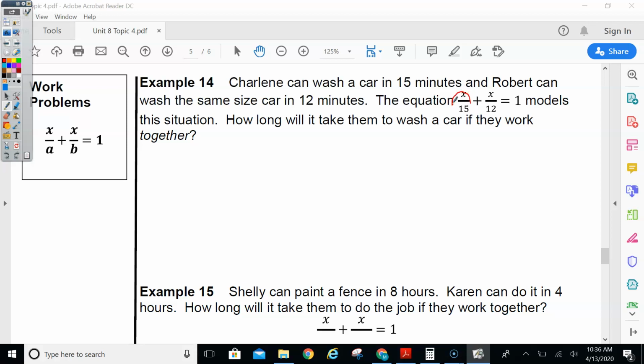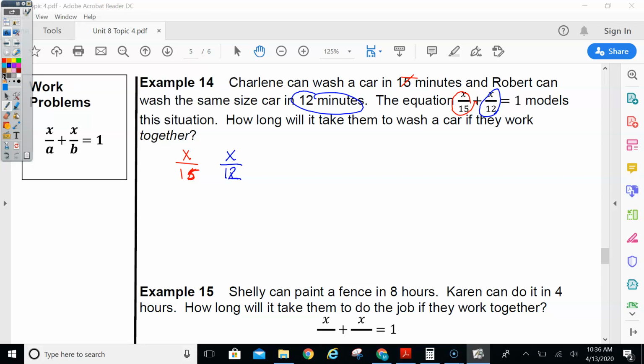So for the first fraction here, you're looking at the first time. It says it takes Charlene 15 minutes to wash the car. So then we set that one up as x over 15. And then we look at the other person's job. If there's 3 people, then you have 3 fractions, but there's usually only 2 people. Okay, so here it says Robert can wash the same car in 12 minutes. So that's this fraction right here, x over 12.